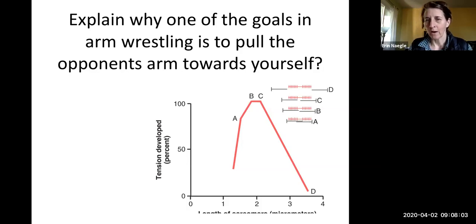Well, you are simultaneously causing D to happen in your opponent's arm. So you're stretching theirs out a little bit, so they're not going to have as much tension. And you are maximizing your tension. So you're getting your muscles in this C and B zone so that you can have much more tension than your opponent. Pretty clever. Try that next time you're not doing social distancing. I guess arm wrestling doesn't work with social distancing. Anyway, try that next time you're arm wrestling with another human.